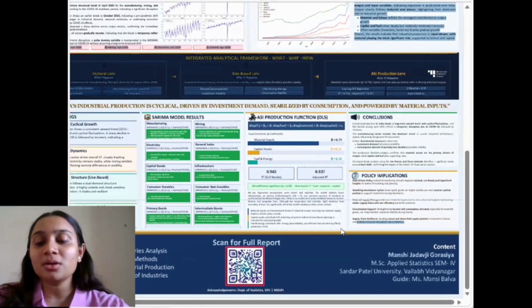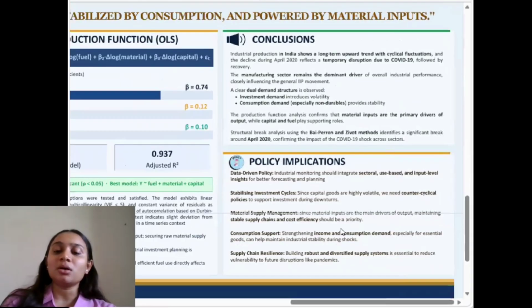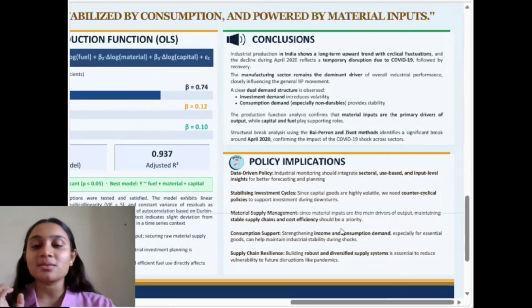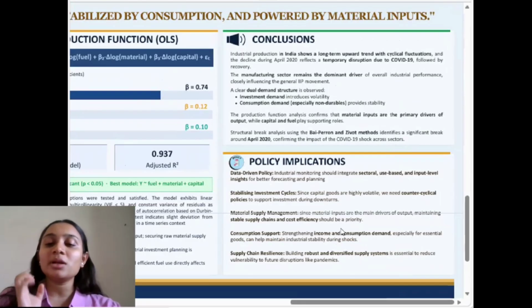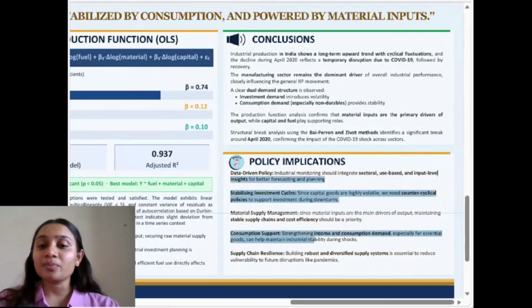So, the final conclusion: overall, the study concludes industrial growth is cyclical. It is driven by the investment demand, stabilized by the consumption demand, and powered by the material input. And also, COVID-19 was just a temporary shock, not a permanent structural change.